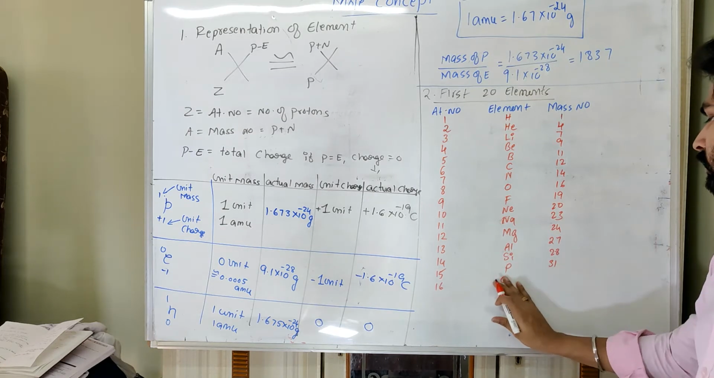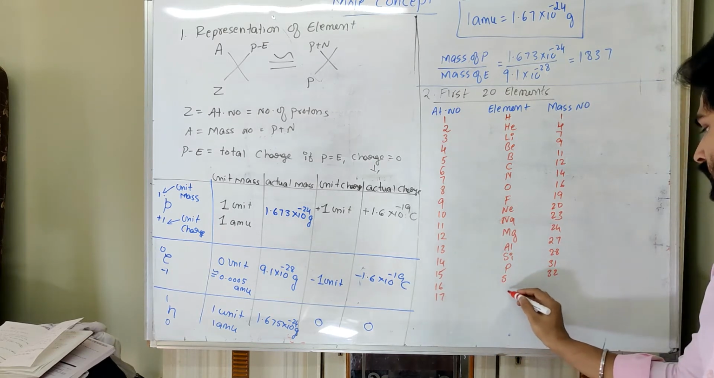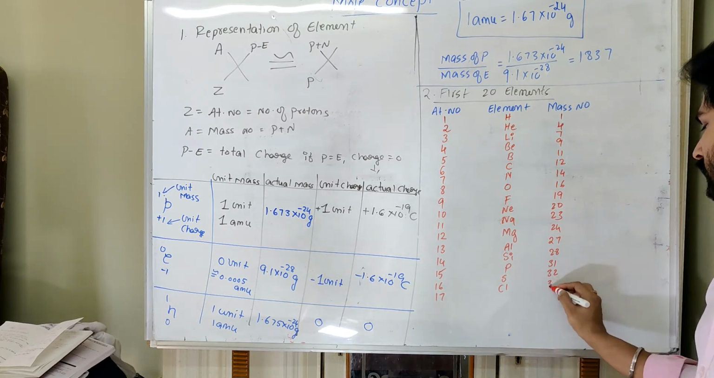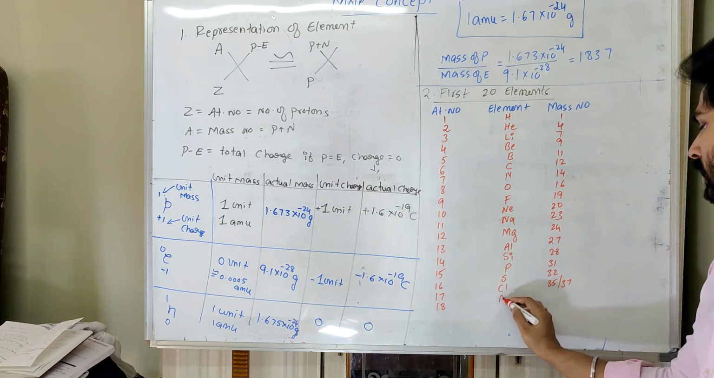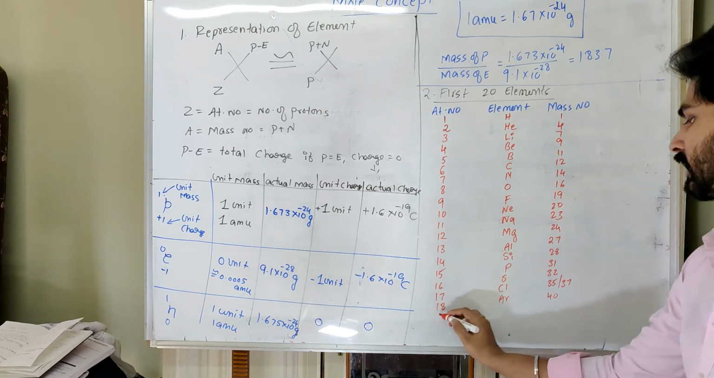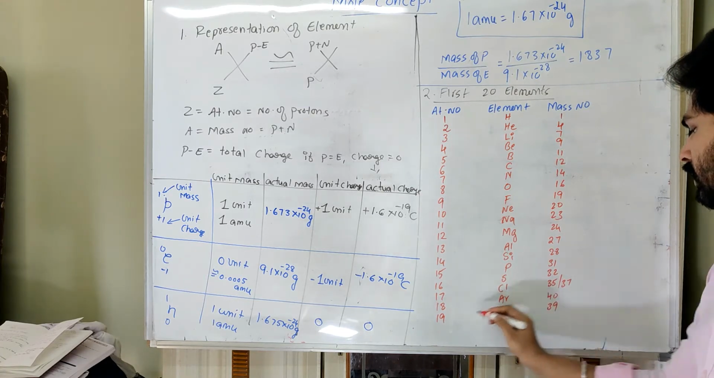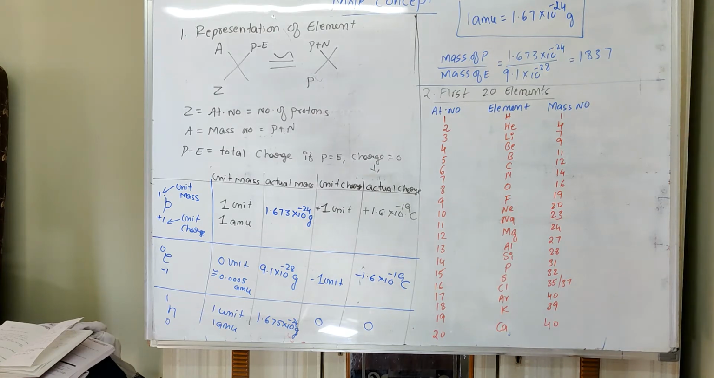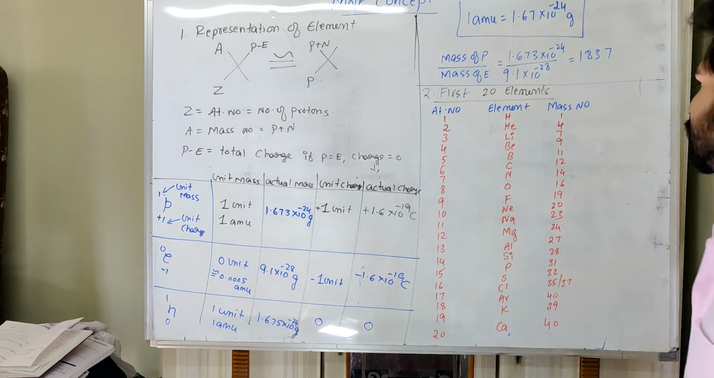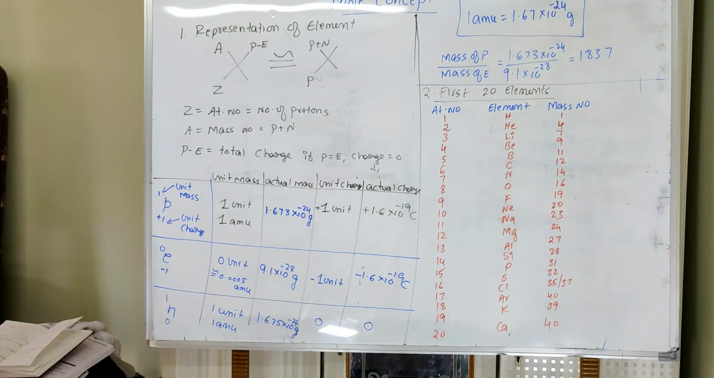31. 16, sulfur, 32. 17, chlorine, 35 or 37, we will talk about that later. 18, argon, 40. 19, potassium, 39. 20, calcium, 40. These 20 elements you have to remember along with the mass number. There is a difference between mass number and atomic mass. That part we will see.